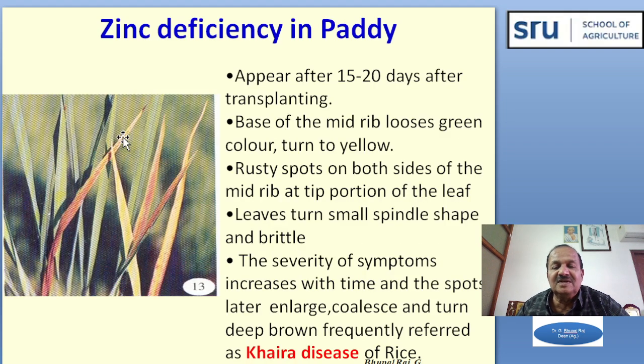These symptoms are observed 15 to 20 days after transplanting. The base of the midrib will be yellow and white at the beginning of zinc deficiency, and later the midrib loses the green color, and rusty spots appear on both sides of the midrib. Later these rusty spots coalesce and become dark brown, and the leaves become spindle shaped. This symptom in rice is generally called Khaira disease of rice.